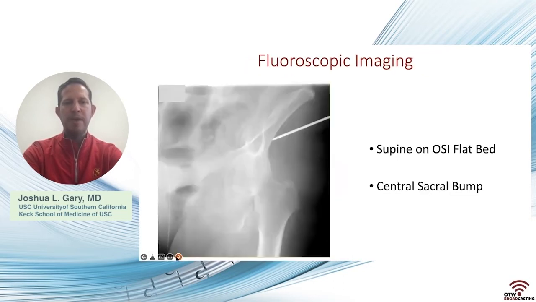And so I've gotten fairly aggressive with these over time if they're having pain and not mobilizing well. I do think stabilization helps them to move. And so for her, we did this supine on an OSI flatbed, and she had a central sacral bump.